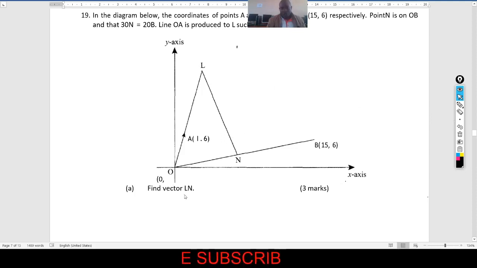So I'm going to explain how to do this. This question asks that we find vector LN. Remember here you are told that this is the origin, 0, 0, and point A is 1, 6 and point B is 15, 6 respectively. Point N is on OB, on O to B there is a point N, such that 3ON equals 2OB.